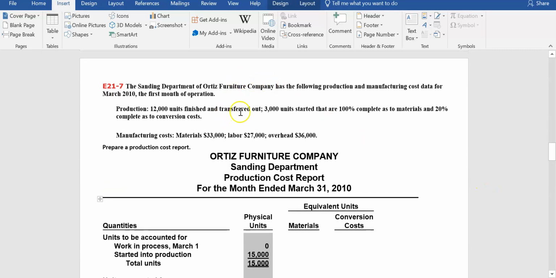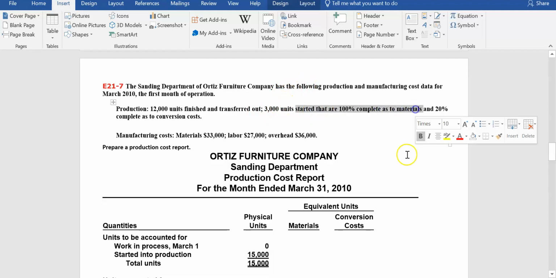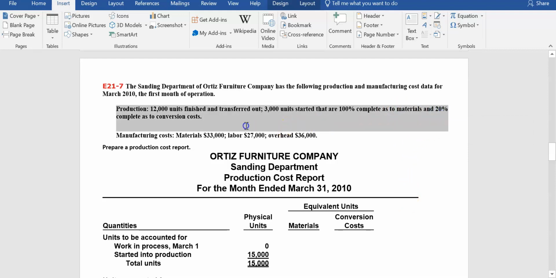Because these units are produced by first putting all their materials in, all 15,000 units have 100% complete of the materials added right away. But those units in ending inventory are only 20% complete with respect to conversion, direct labor, and indirect cost, overhead. Why is it only the ending inventory is only partially complete?